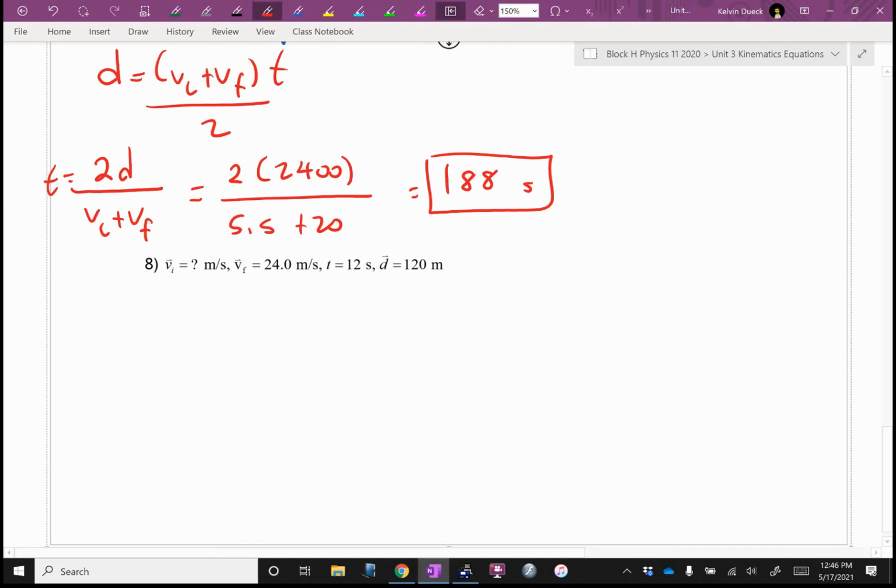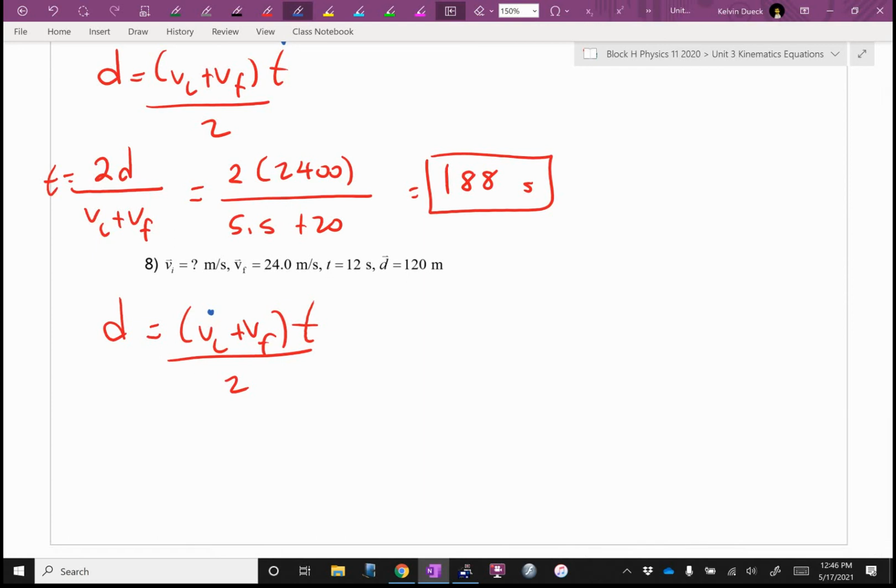Last one. Same equation we just did, but now we're getting something from inside the brackets. It's still VI plus VF times T over 2. But now I want to get the VI by itself. Where is the VI inside the brackets? Because it's inside the brackets and I'm doing reverse BEDMAS, I'll tackle that last. First thing I'm going to do is times the 2 over. Divide the T over.